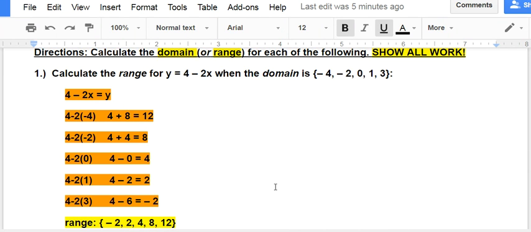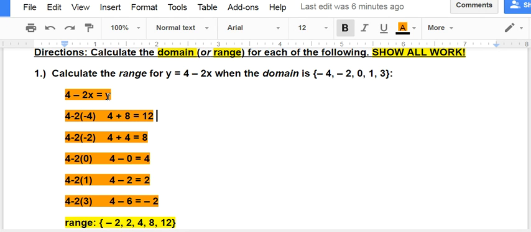Okay, guys, so I just want to quickly go over the method that you might want to use to answer these kind of questions. So you can see that on here, the first one says calculate the range given that domain, the range for that equation, right? So the first thing I did was I copied down the equation.